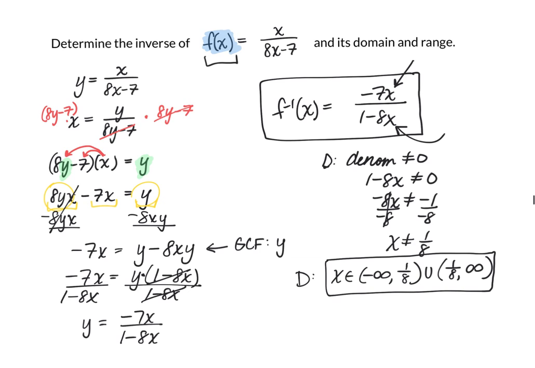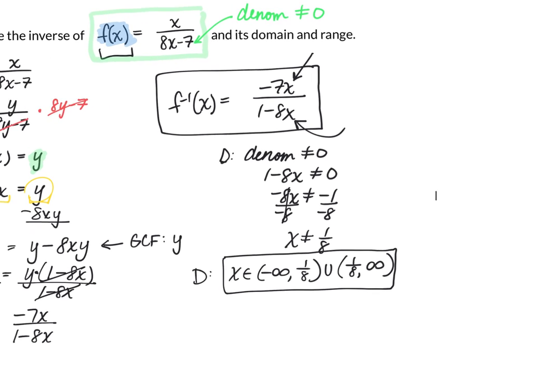Now the range is a little bit more difficult to see from the inverse, especially because we don't have a graph. So it's much easier to remember that the domain and the range are going to be interchanged when we find an inverse function. So therefore, the range of our inverse will really be the domain of our original function. So we'll go back to this original function, and we see that we have a fraction again, and we have to recognize that the denominator of this fraction cannot equal 0 either.